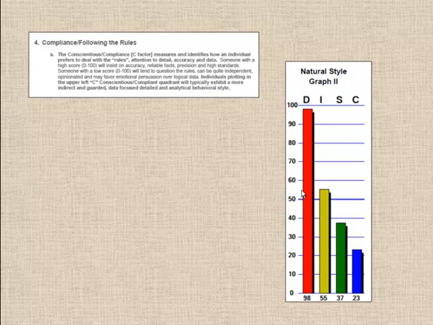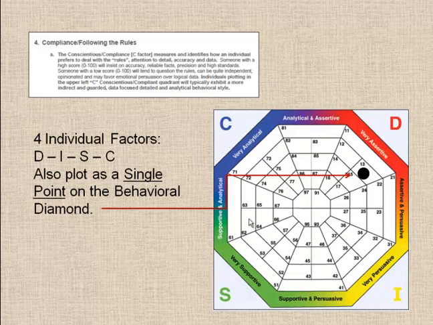You see that these 4 factors each have a score. Now this is a sample. Your score will be different, but it'll be the same graph, but the intensities are likely to be different. We also present that same information of those 4 DISC factors in a single plot on this behavioral diamond. The D, the I, the S, and the C are in each of the 4 corners, and where the big dot is identifies how these factors work together to give you an overall understanding of your style.